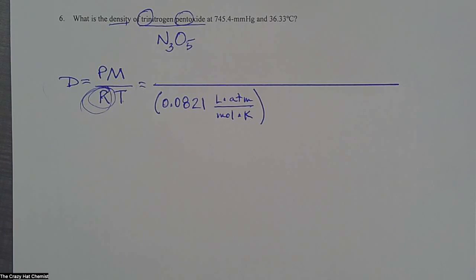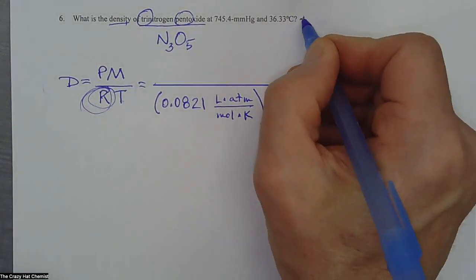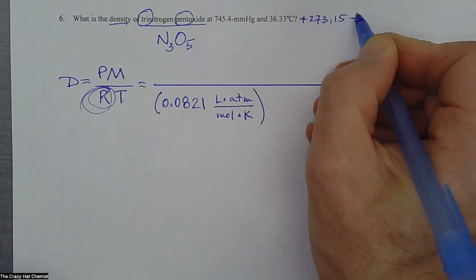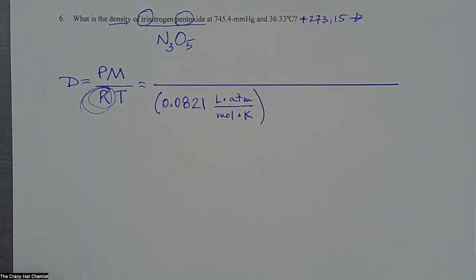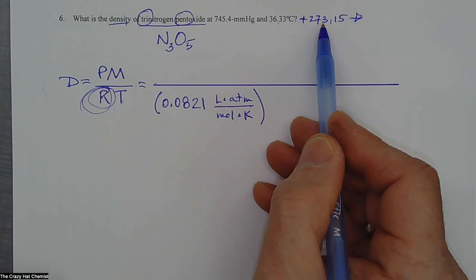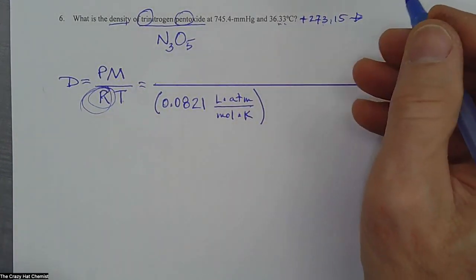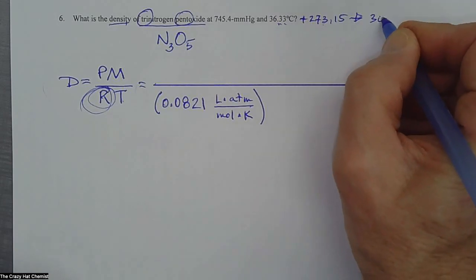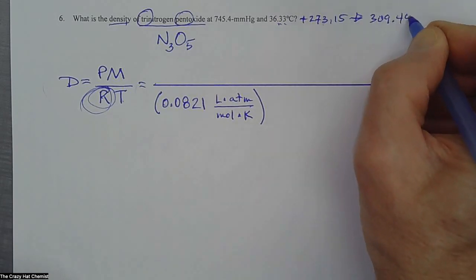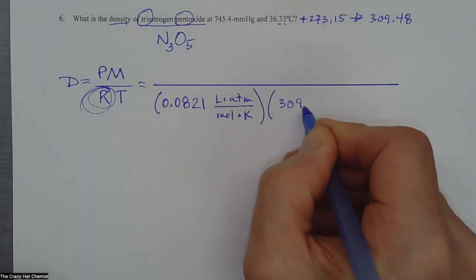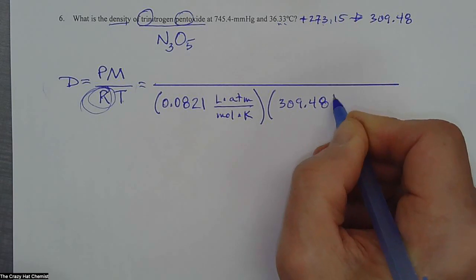Since we are dealing with a gas problem, then obviously, hopefully, the temperature needs to be in Kelvin. So I'm going to convert my degree Celsius temperature into Kelvin, and that is going to have 2 decimal places. So that's going to be 309.48 Kelvin. So I'm going to plug that in here, 309.48 Kelvin.